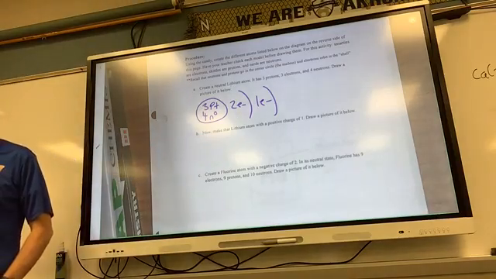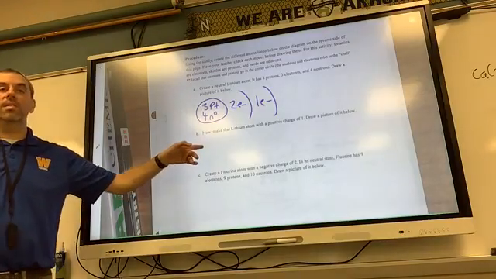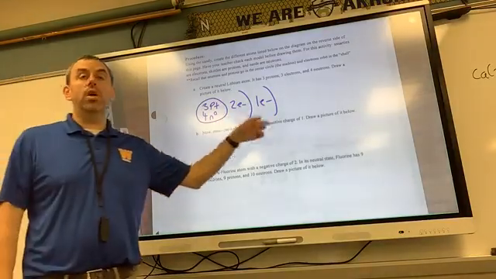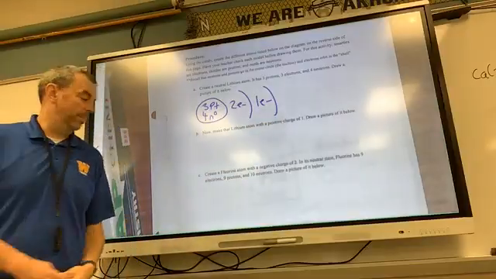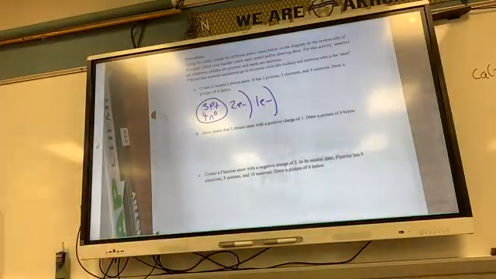Got it? So now, B says make a lithium atom with a positive charge of 1. Let me know when you think you got it. Nope. We only have 3 nerds. Still lithium, but now I want it to have a charge of positive 1. So change something with the candy to make it have a charge of positive 1.